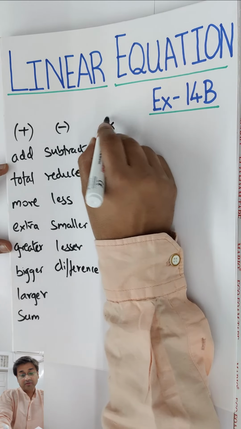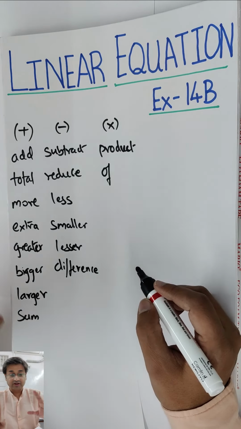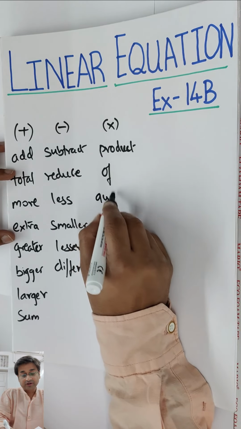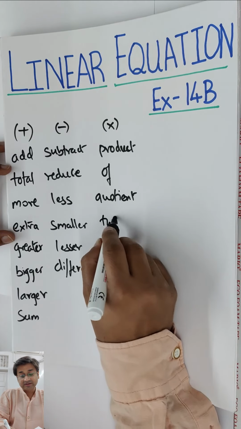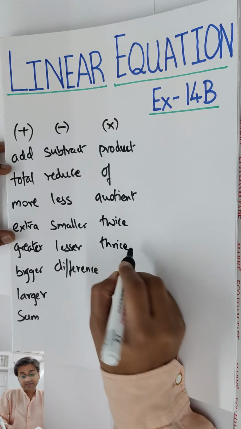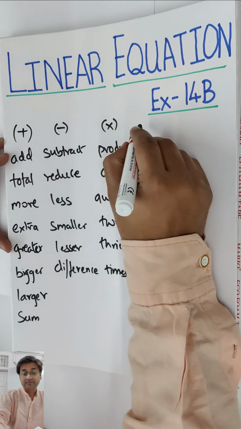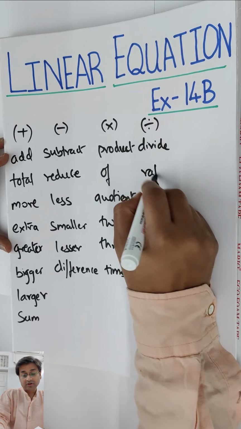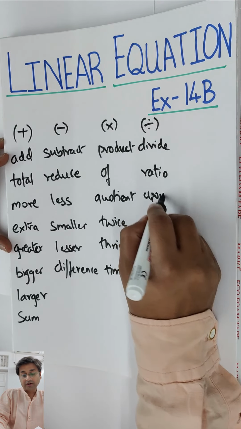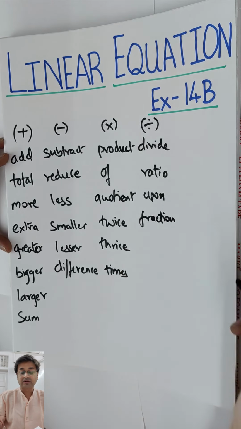Likewise, we have some words for multiplication: product, of, 5 of, 6 of, quotient. What else can be the words? Product, quotient, twice, thrice, times, 4 times, 5 times, 6 times, like that. For division: divide, ratio, upon, fraction. Yes, these are some of the words.